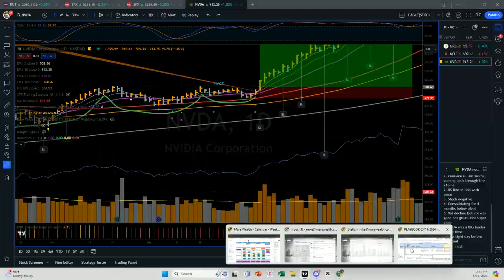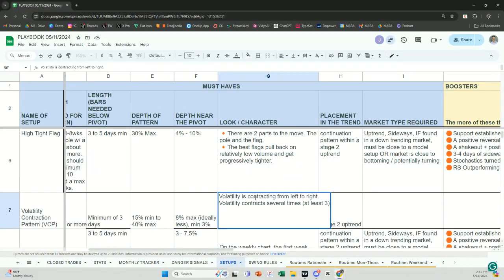All right, so let's see. Well, what else do we have here? So volatility is contracting from left to right. Volatility contracts several times, at least 3.